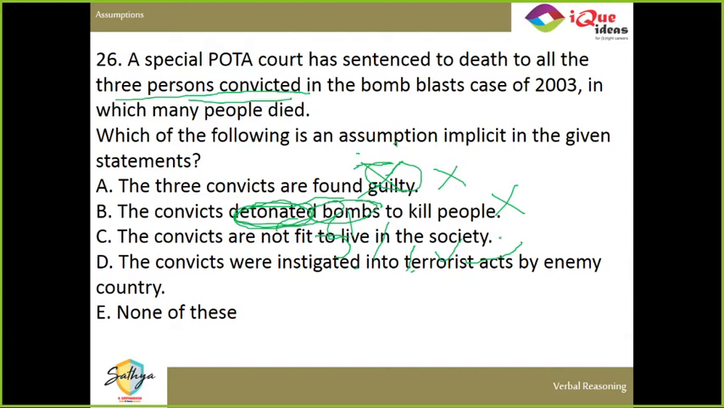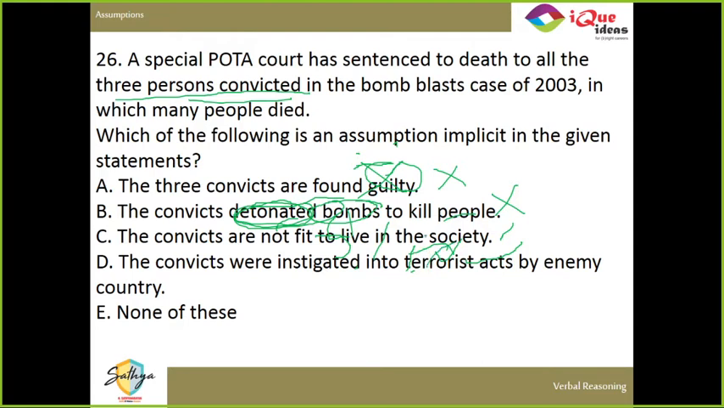Kushi, yes, they were guilty. I'm not saying they are not guilty. Who says they are not guilty? Kushi, for which option are you arguing? Yes. Okay. I'm not saying these 3 convicts are not guilty.